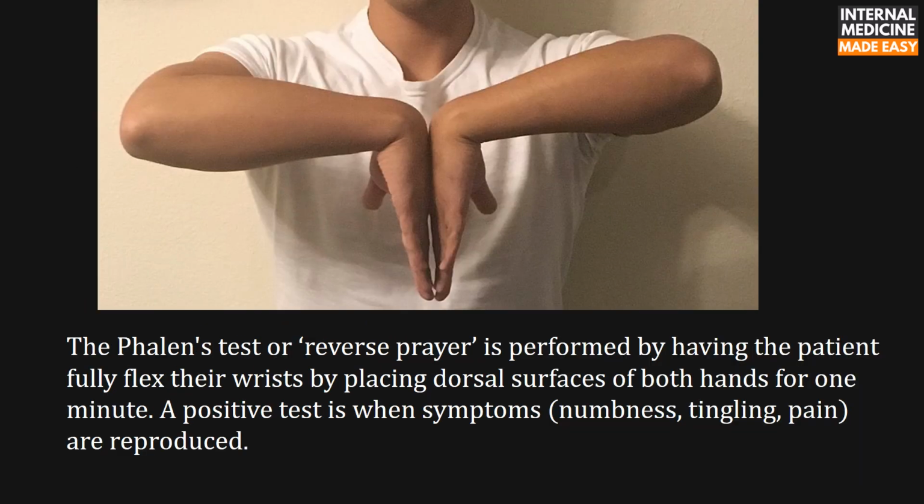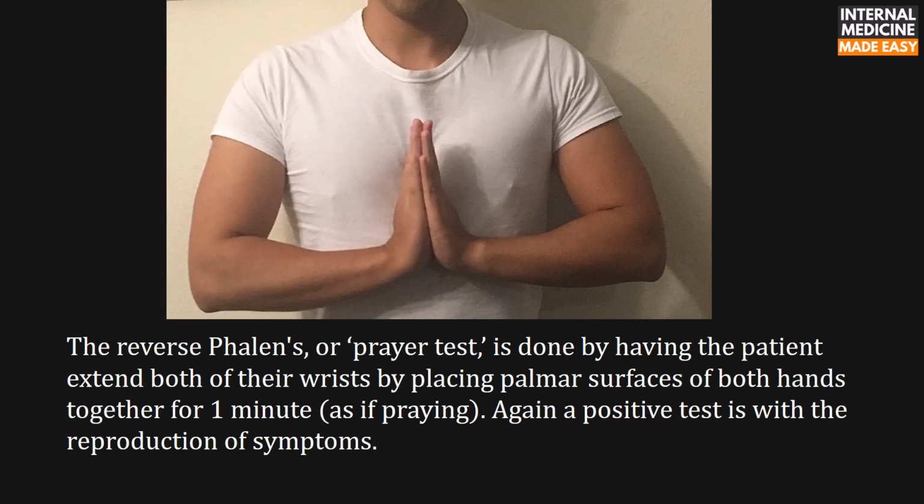The phalanx test or reverse prayer is performed by having the patient fully flex their wrists by placing dorsal surfaces of both hands together for 1 minute. A positive test is when symptoms such as numbness, tingling, pain are reproduced. The reverse phalanx or prayer test is done by having the patient extend both of their wrists by placing palmar surfaces of both hands together for 1 minute as if praying. Again, a positive test is with the reproduction of symptoms.